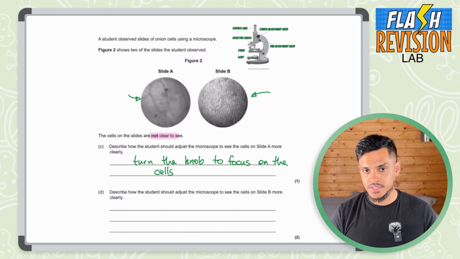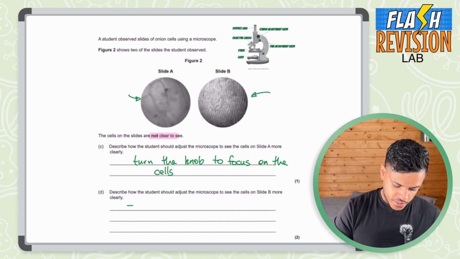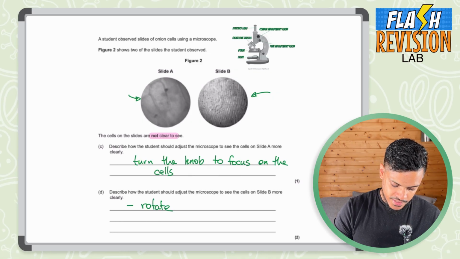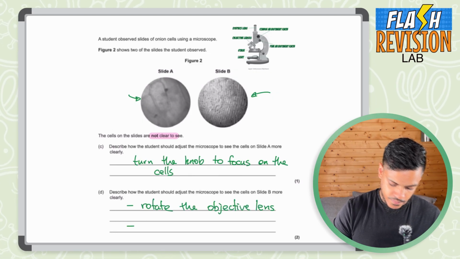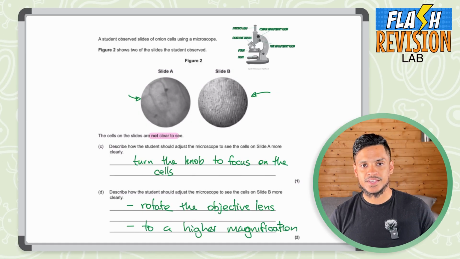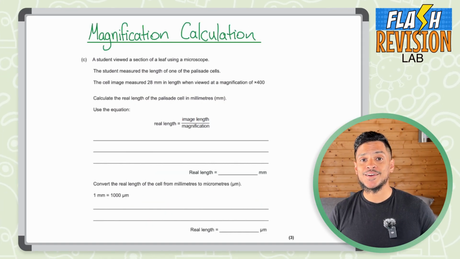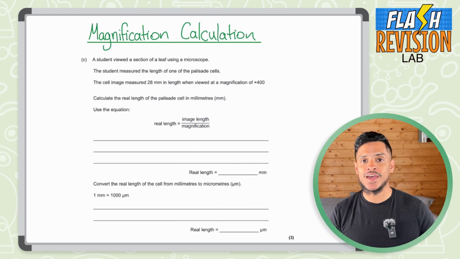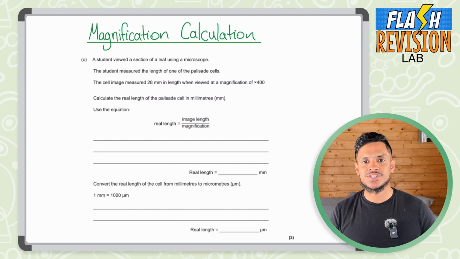That's how we get 2 marks here. You mentioned both of those points. So first point is to say, rotate the objective lens. And for the second mark, you say to a higher magnification. And that's it. Now, if you were to get a calculation on biology paper 1, it's most likely to be a microscope question like this one.